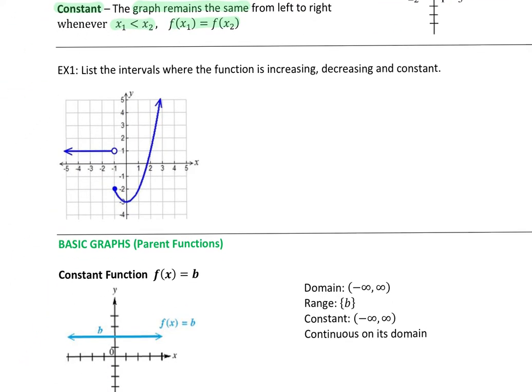Example 1, we have a graph, and we want to list the intervals where the function is increasing, decreasing, and constant. So remember, as we go from left to right, notice that this function remains constant. So it remains constant on the interval from negative infinity to x equal to -1. So that open circle is okay because we're not reaching -1. Remember, this is an open interval. So I would say constant, and I would list the interval from negative infinity to -1.